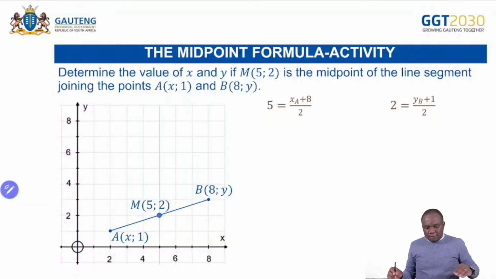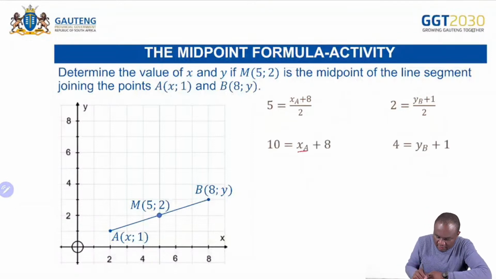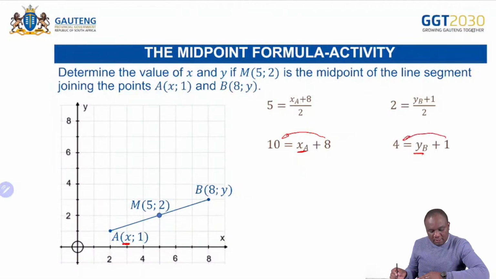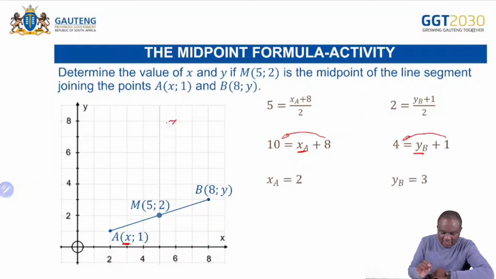Okay? And then we solve for xa and yb. We subtract 8 from both sides of the equation, or you transpose 8, becomes 10 minus 8, and then x should be 2. And then here we say 4 minus 1, which is what? Which is 3. You see that? Actually the grid, you see the grid? This grid that is there was guiding you, okay? Because you can see that from the grid, but I wanted you to do the calculations, okay?